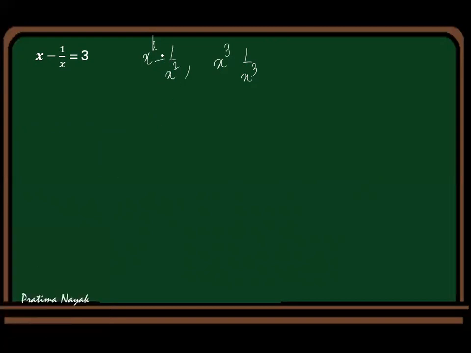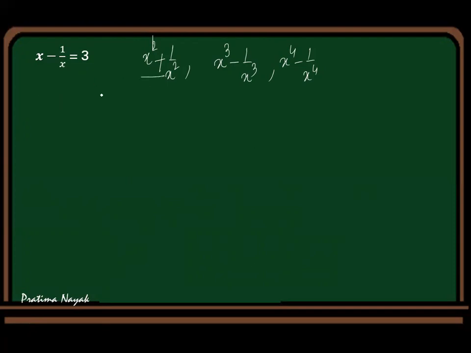After understanding, you can get everything. You can get x to the power 4 minus 1 by x to the power 4. You can get x to the power 4 plus 1 by x to the power 4. So everything you can get. So I'm going one by one.